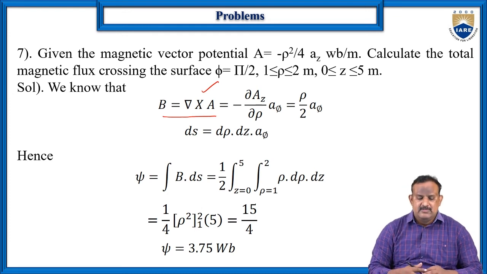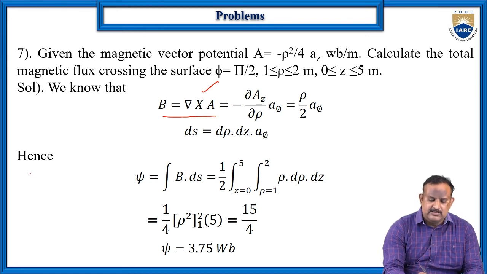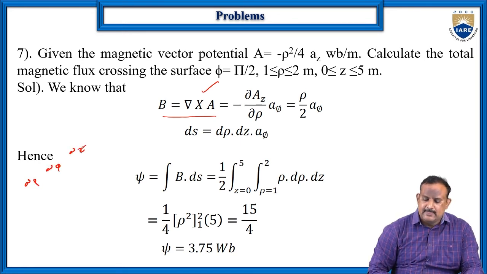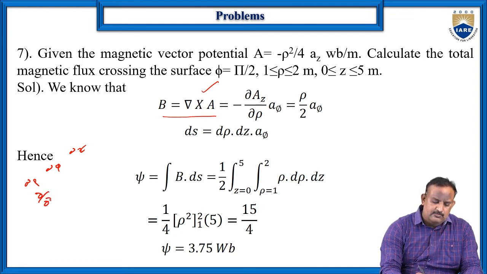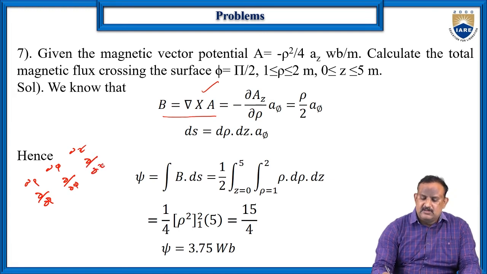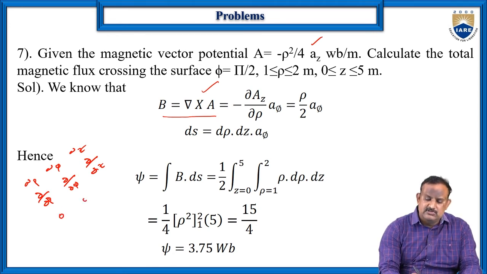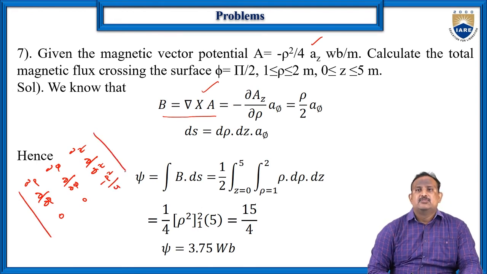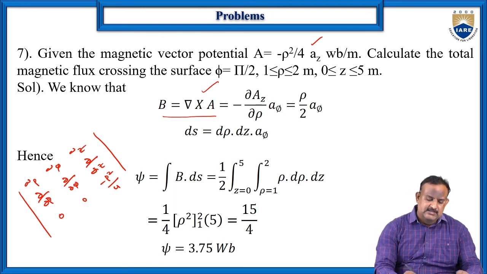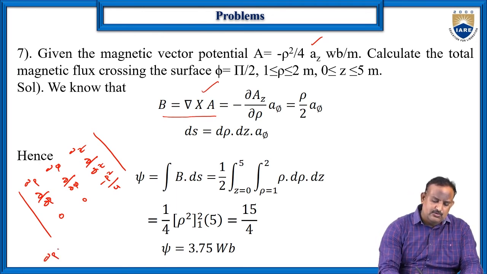So we need to find del cross A. In the cylindrical coordinate system, we have the components A rho, A phi, A z with dou by dou rho, dou by dou phi, dou by dou z. Here only A z is given, and the remaining two are zeros. Therefore 0, 0, minus rho square by 4. Now we need to find the determinant of the matrix.